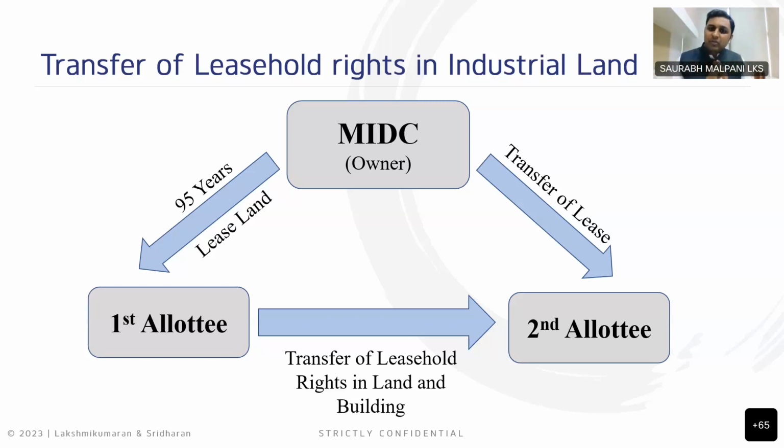Usually the allottee wants to recover the premium he has given to MIDC, and also wants some extra, or it can be anything. The second allottee pays this amount to the first allottee. The lease is then transferred in the MIDC books from the first allottee to the second allottee. Now the lease is in the name of the second allottee. Whatever leasehold rights the first allottee had have been transferred by MIDC to the second allottee.